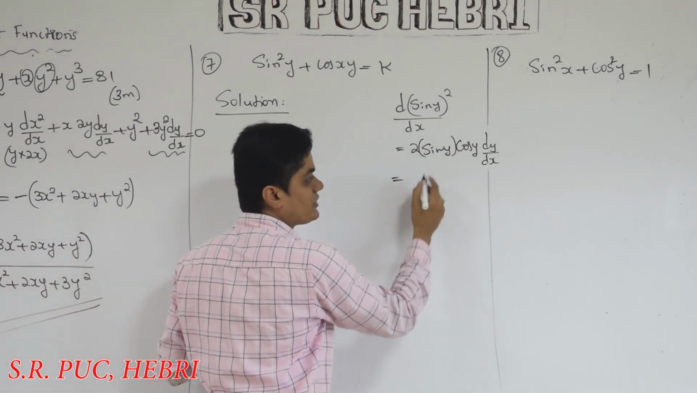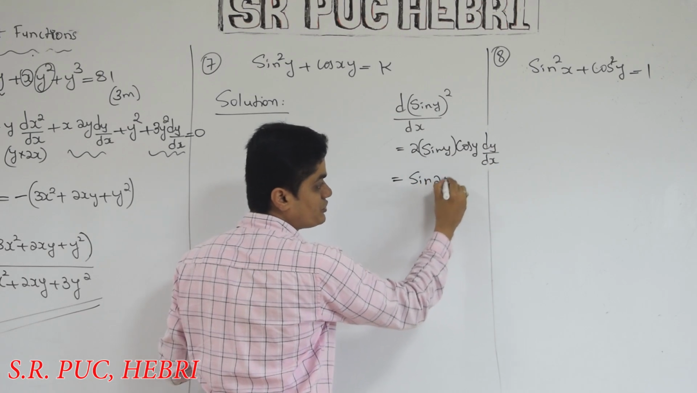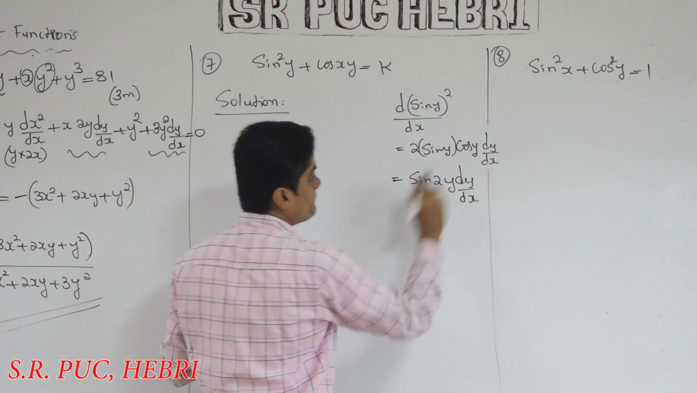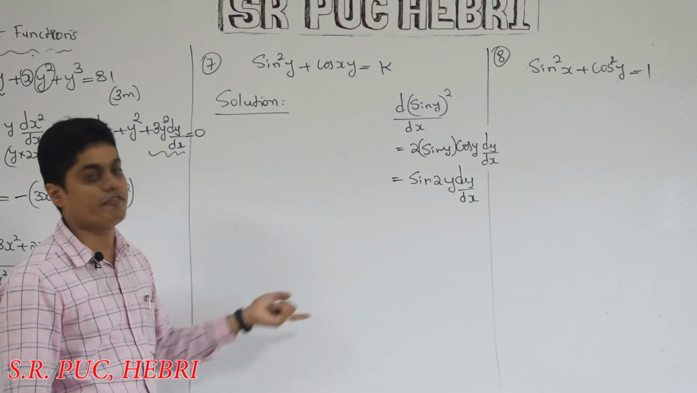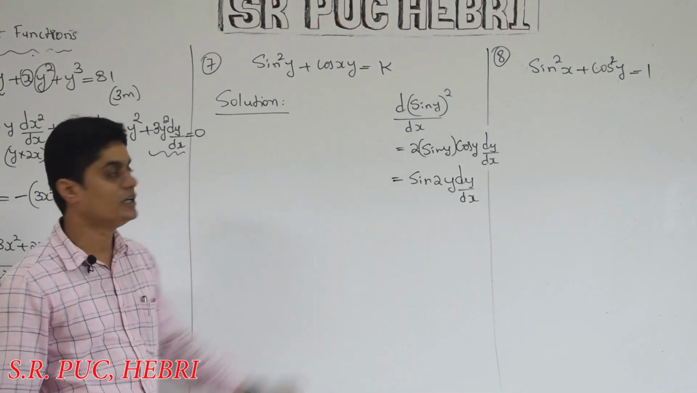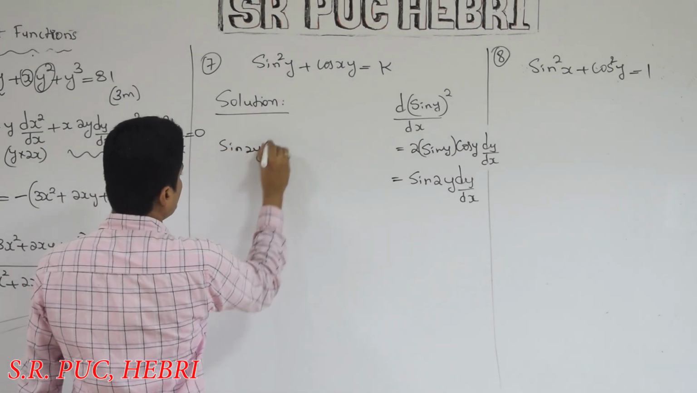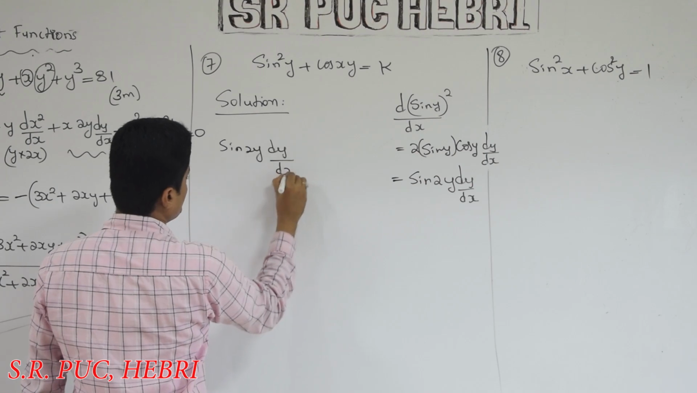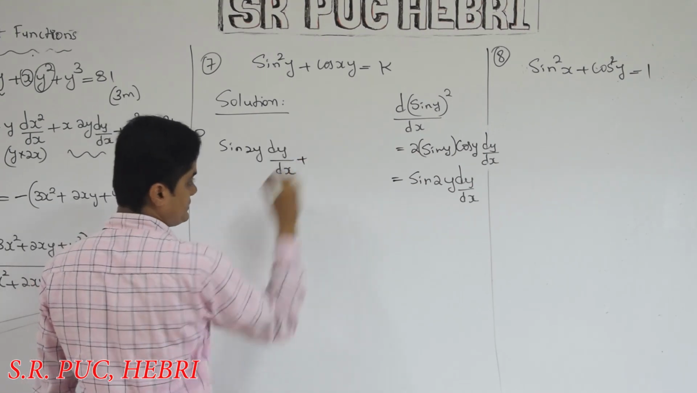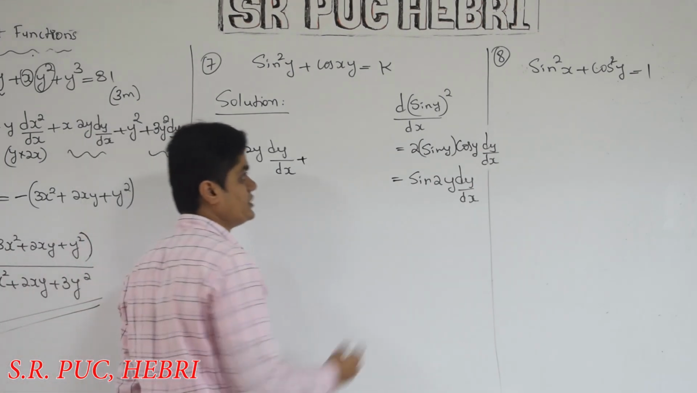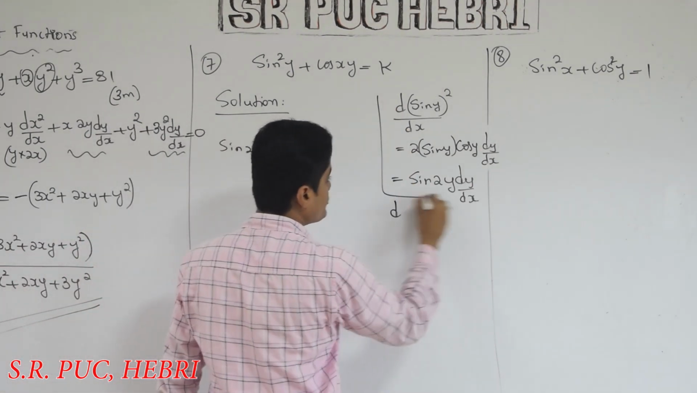Now, what is 2 sine theta cos theta? Sine 2 theta. Instead of theta, what do we have? y. So the derivative of sine square y, or (sine y) whole square, is sine 2y into dy by dx. So the first term is sine 2y into dy by dx, plus, how to differentiate cos of xy? Cos of x into y. It is also a chain rule problem.